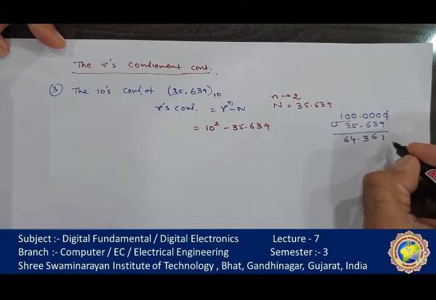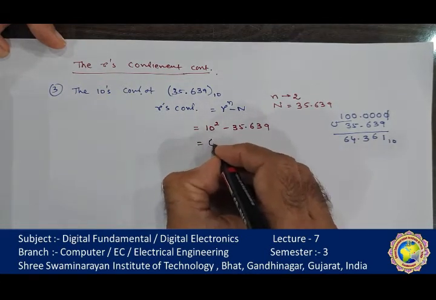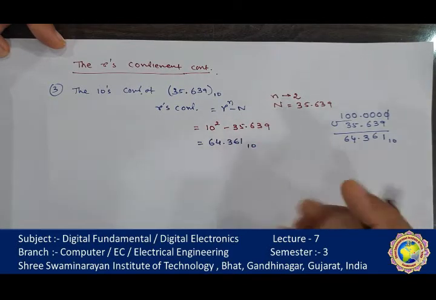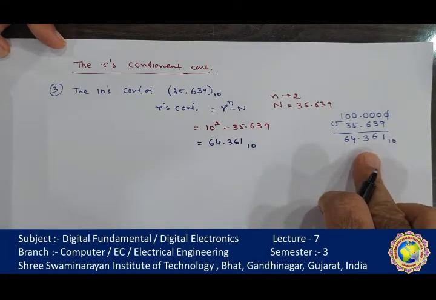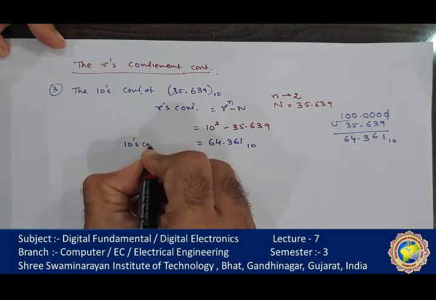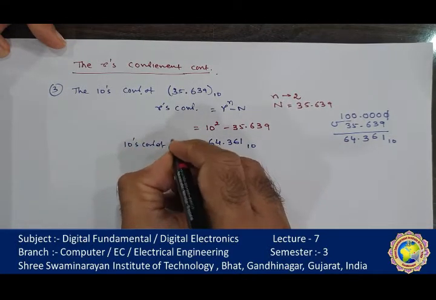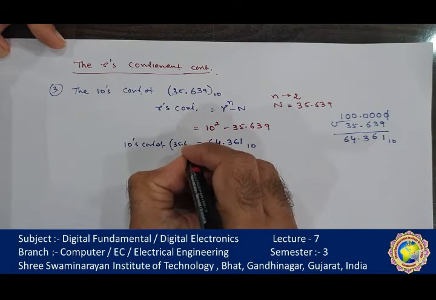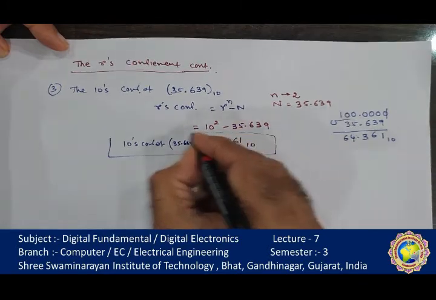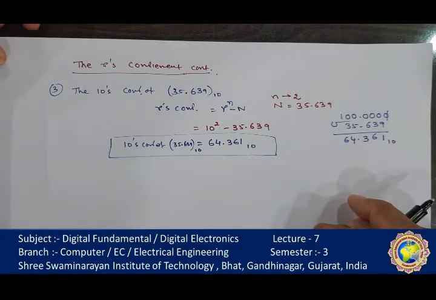And the subtraction answer is 64.361 in decimal. Okay, doing this way subtraction. So the tens complement of 35.639 in decimal is equal to this.